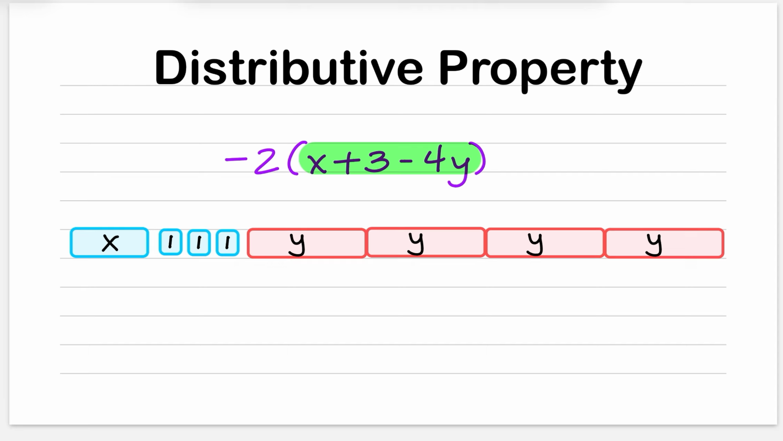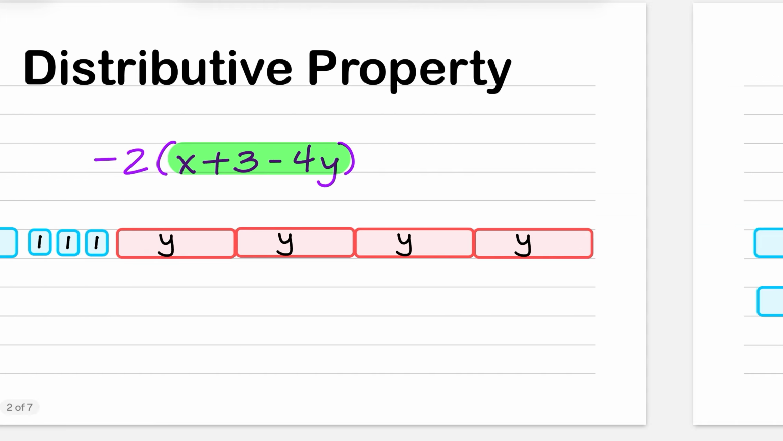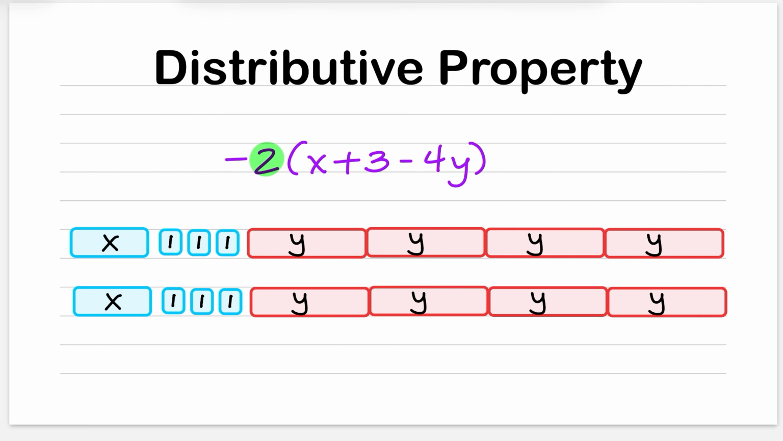I made the 4y negative because of the minus sign that is in front of it. So the y's are red to show that they are negative. On the next slide, I doubled that. And the last thing I need to do is account for that negative. We have a negative in front of the whole thing, which is going to say the opposite of.